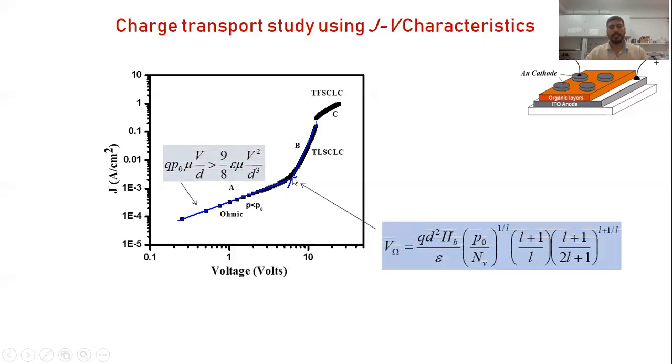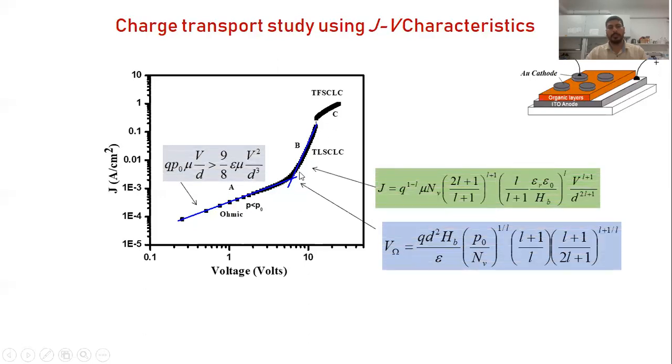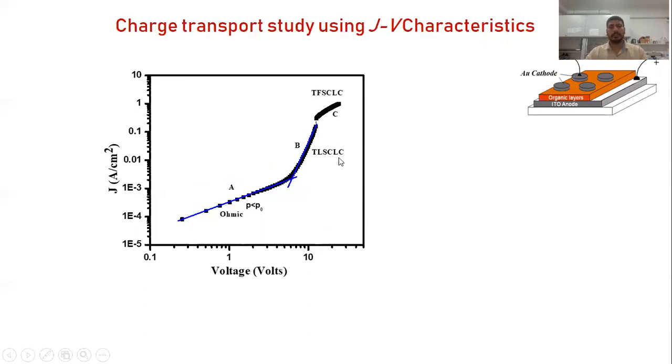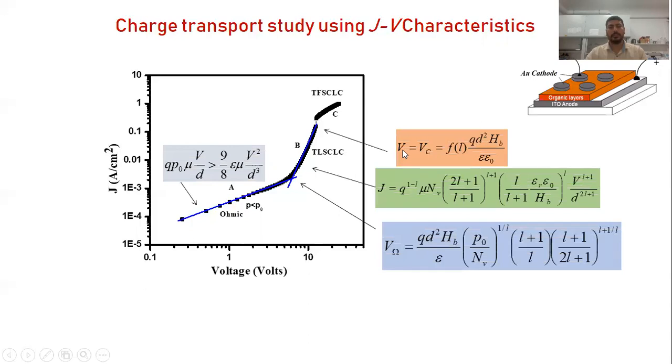And we can easily calculate this voltage from this equation. This is called the transition from the ohmic to the trap limited region. If we want to calculate the mobility here, we can use this equation. As we further increase the voltage, a voltage comes that is called the critical voltage. At the critical voltage, all the traps are filled, and the further region is called the trap-free SCLC region conduction.